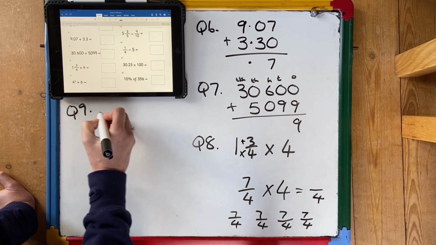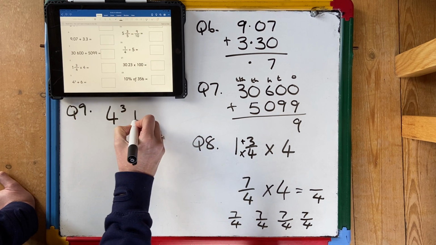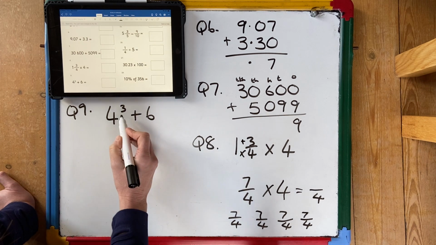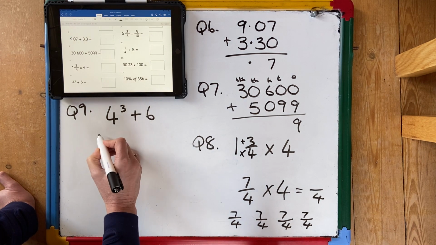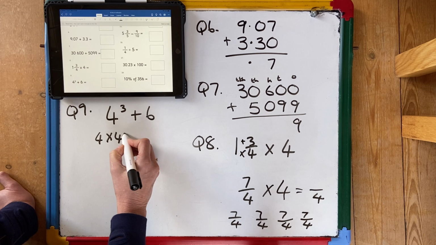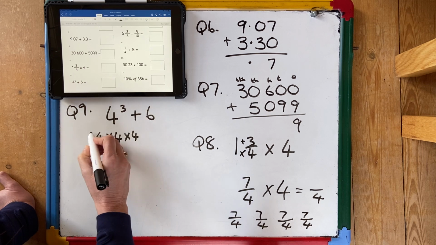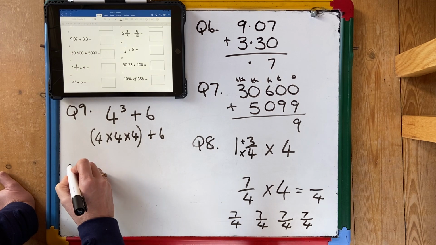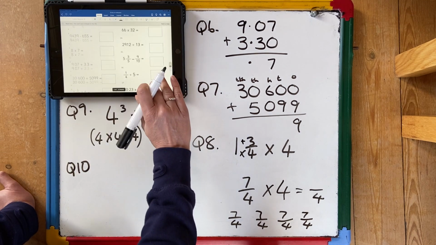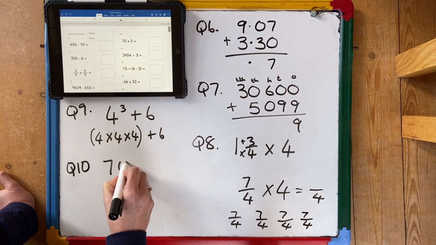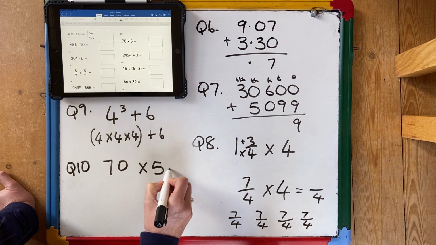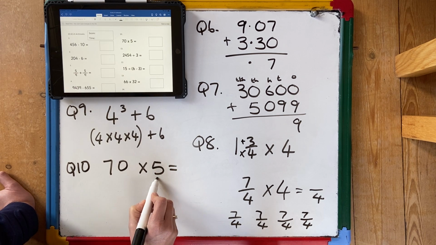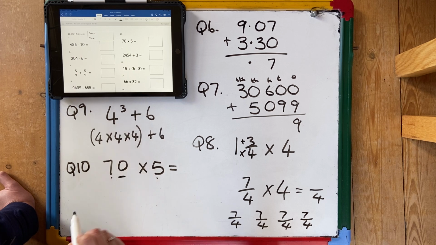Question 9. 4 cubed add 6. So 4 cubed is 4 times 4 times 4. So you do that first and then you add the 6. Question 10. 70 times 5. Well, what's 7 times 5? And then make it 10 times bigger.